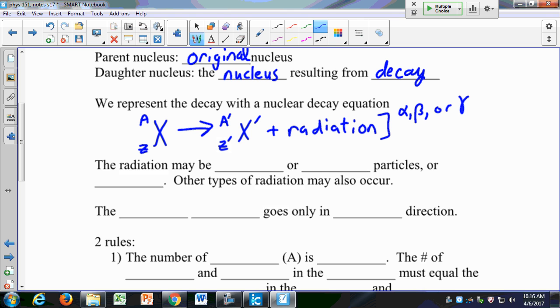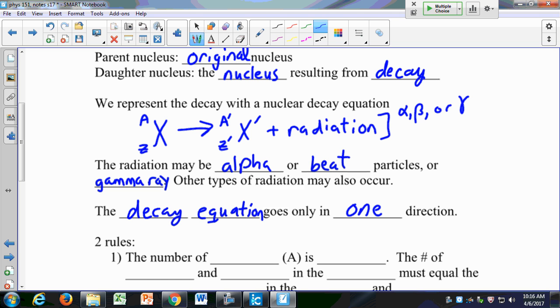Okay, and this radiation may be alpha or beta particles, or maybe gamma rays. You might also get other types of radiation, but we're not going to deal with those at all. The decay equation only goes in one direction. I know in chemistry, sometimes you get chemical equations where you can go back and forth between them. Maybe you have to put energy into the system, but you can go back and forth. This only goes in one direction. It doesn't work that way.